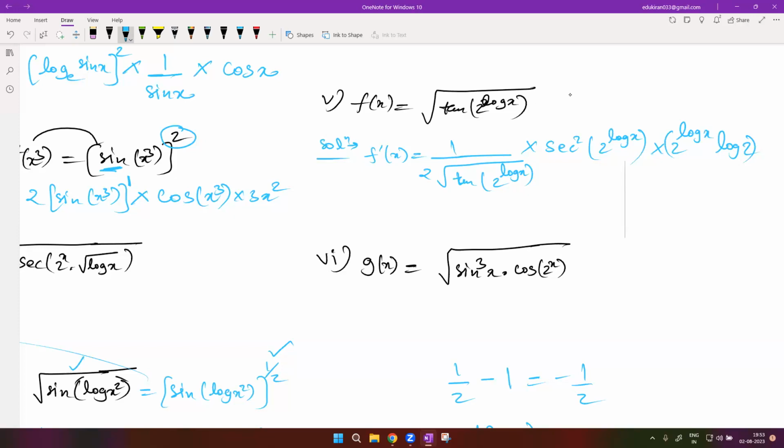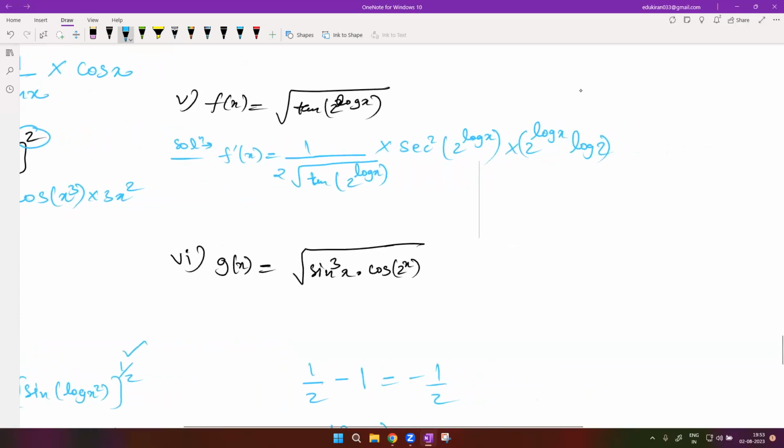But right now this is not 2 to the power x. This is 2 to the power log x. So now we will reach to log x, and the differentiation of log x is 1 by x. This should be your final answer. But I don't think we can simplify it further. And this will be your final answer.